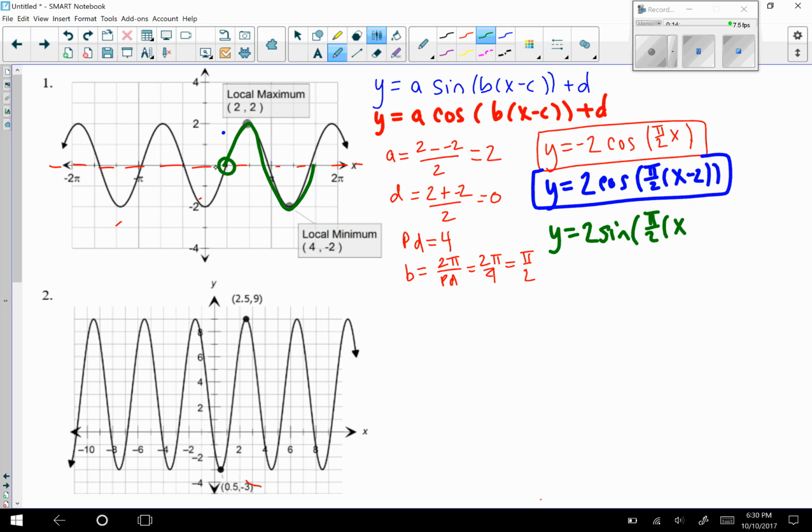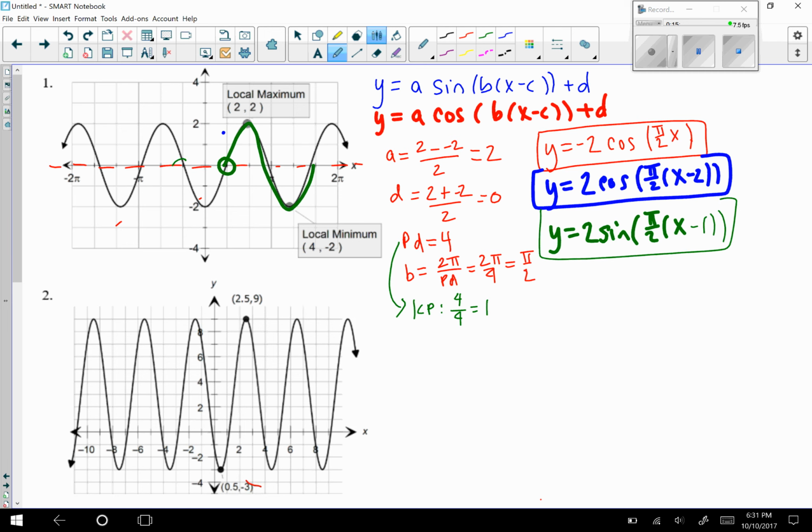Now we need to figure out what that shift over is. Since I know that the period of my graph is equal to 4, that means my key points, remember you take the period and divide it by 4, so 4 divided by 4 would give me 1. Since my key points are going by 1, I know that the shift is at 1, so x minus 1, and then again plus 0. So this would be a possible sine graph.